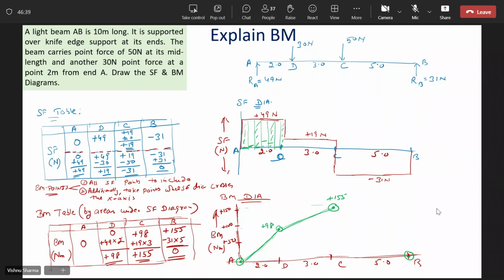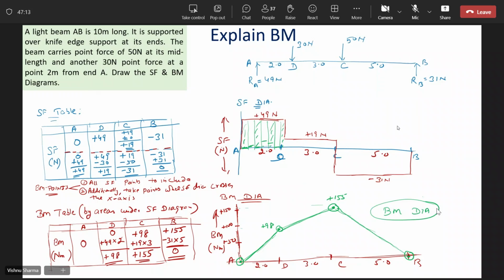Now I go to the SF diagram between C and B. Is the rate of change uniform? Yes, sir. So I keep my scale at plus 155 and 0 at B and join them with a straight line. All these lines are exact straight lines, and what you have got in green is the BM diagram for this question. And this question, which we started off with yesterday, now comes to an end with having seen both BM and SF.